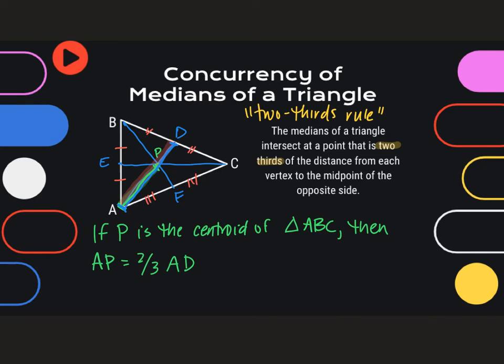We can also say that BP from here to here is 2/3 of the entire segment from here to here. So BP is 2/3 of BF. And we can also say that CP is 2/3 of this entire segment, CE.